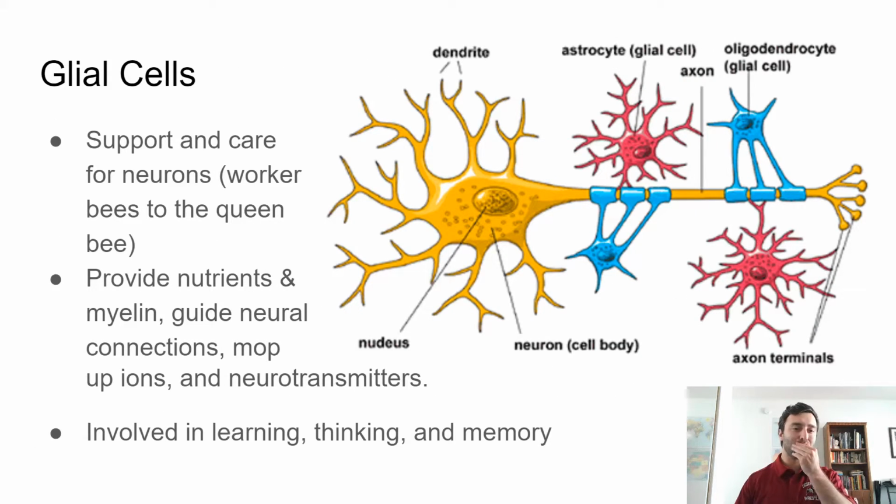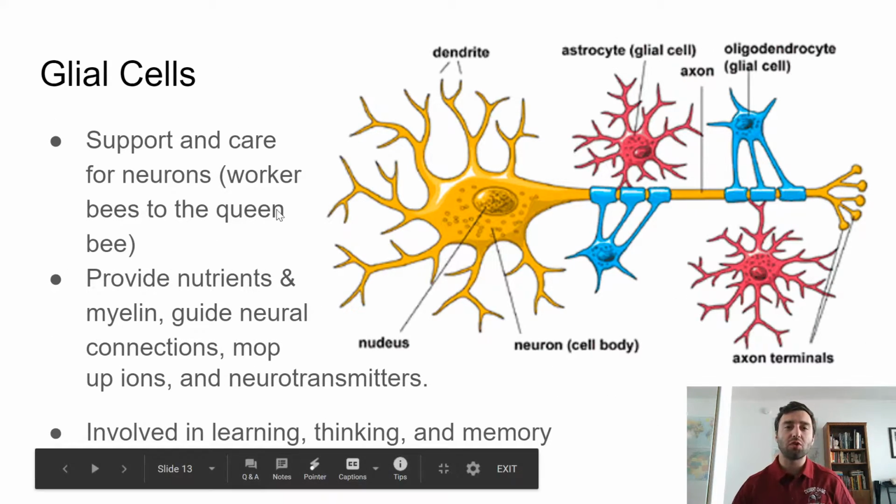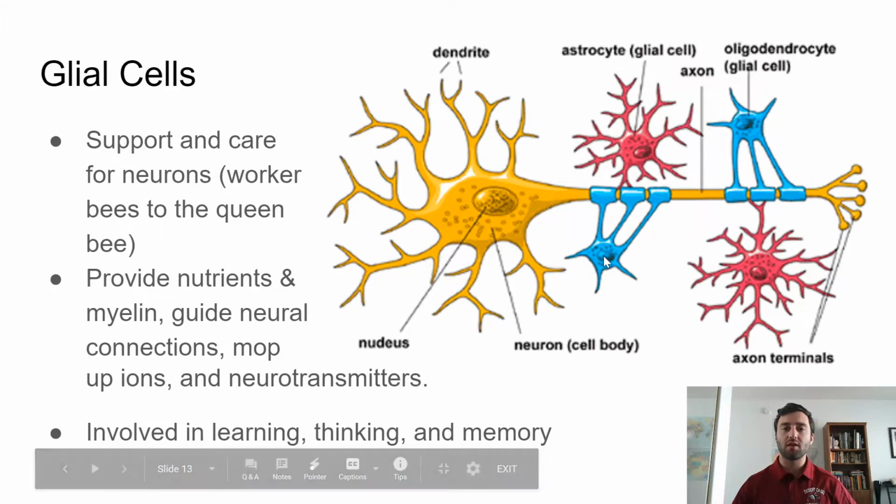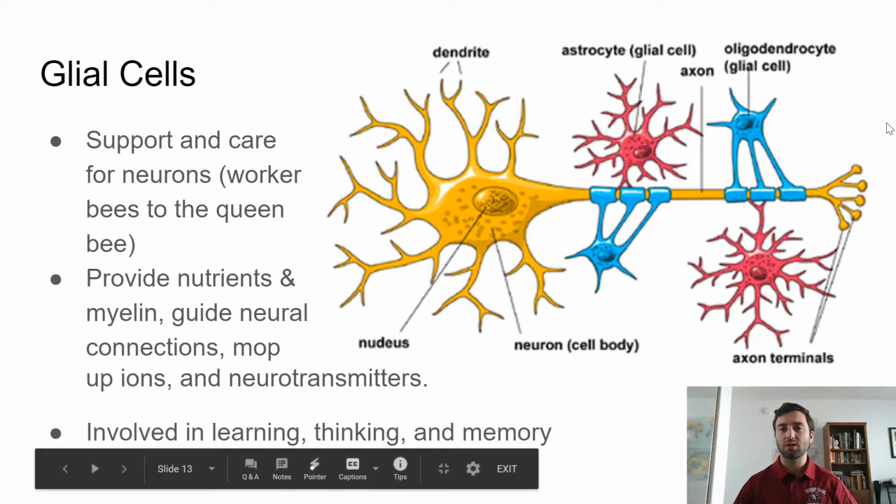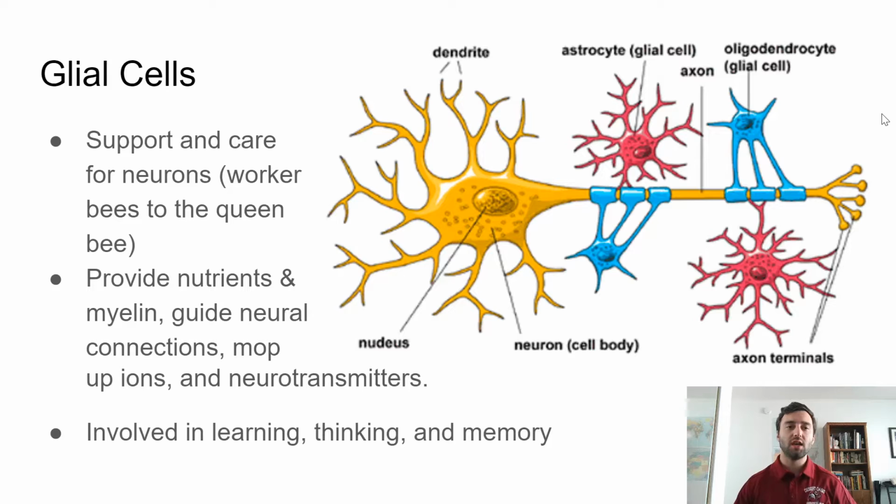Now, the next thing we're going to talk about are what are called glial cells. Glial cells are not neurons, but they're cells that are very closely connected to them. So we're going to talk about them a little bit here. Basically the job of glial cells is to support and care for these neurons. They want to make sure that the neurons have energy, that they're fed, that they're protected, that if there's debris in the area, that is taken care of. That's all stuff that glial cells are going to do.